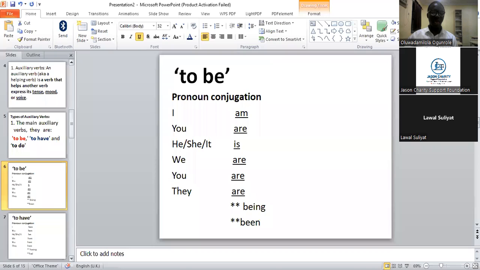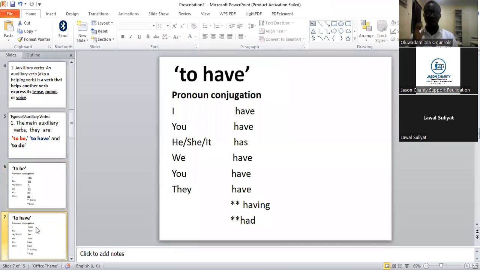Now, moving on from there, we'll go to the verb to have. Don't forget, we said for the main auxiliaries, we have three verbs. We have the verb to be, which we have discussed earlier. We have the verb to have, which I am going to discuss now. And we have the verb to do, which we will discuss later in this class.